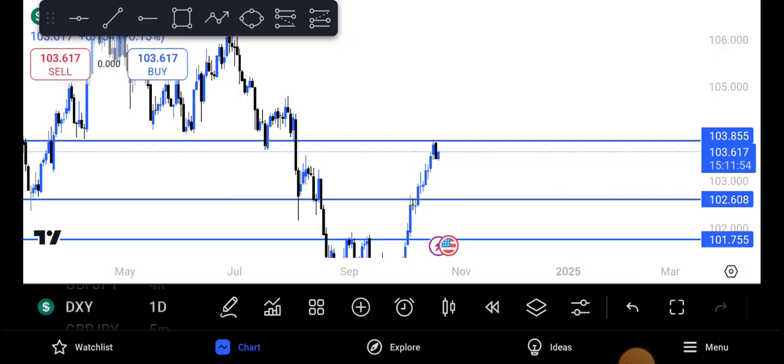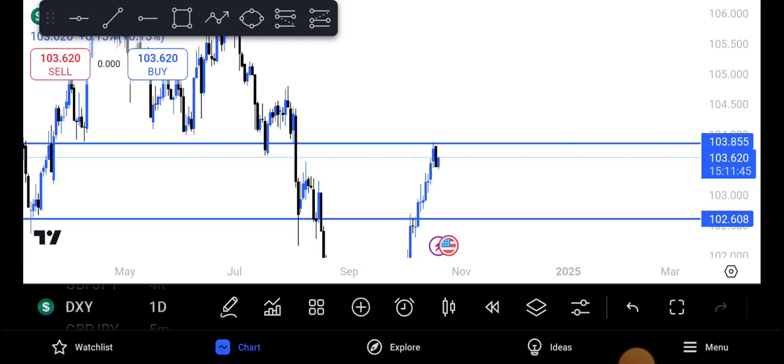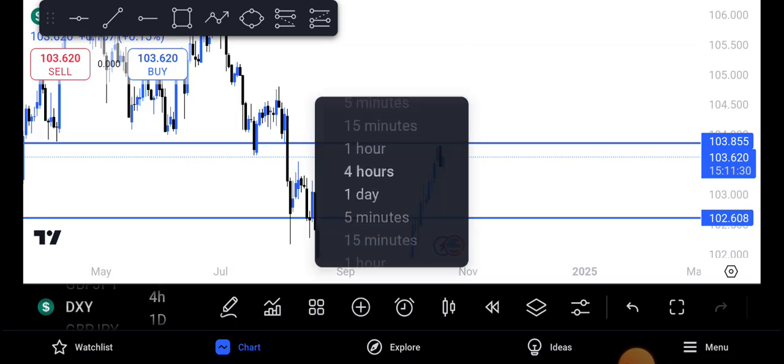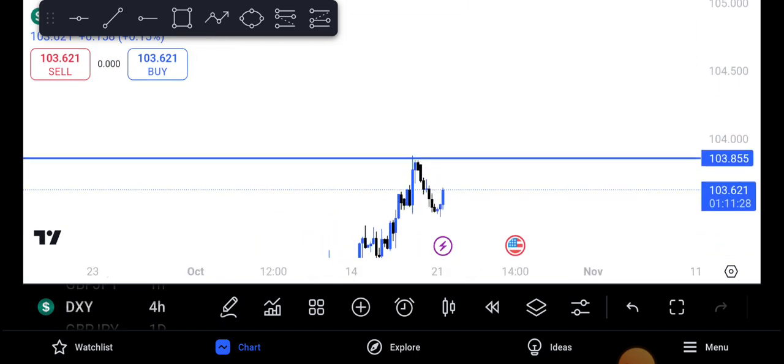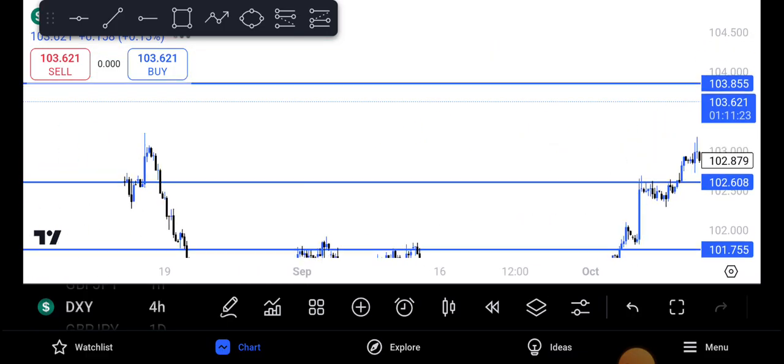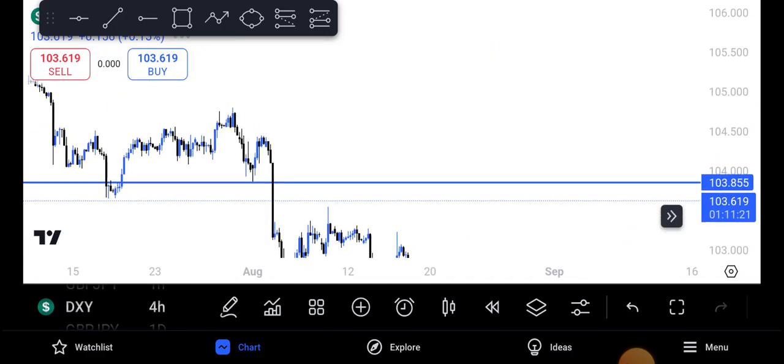So you have to be very, very careful trading the other pairs, including GJ, because GJ and DXY tend to go in the same direction. They don't go opposite each other. If GJ is buying, DXY should be buying too. Plus, the US election is around the corner. So you have to be really careful with the way you trade your currency pairs.